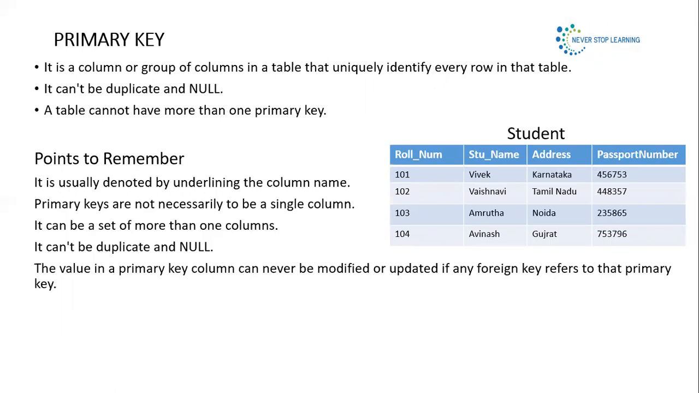A table cannot have more than one primary key. See, as the name implies, primary, there is only one primary. Fine. So it acts like a VIP person. So in a table, only one primary key is allowed. Now, a few points to remember for primary key. It is usually denoted by underlining the column name.